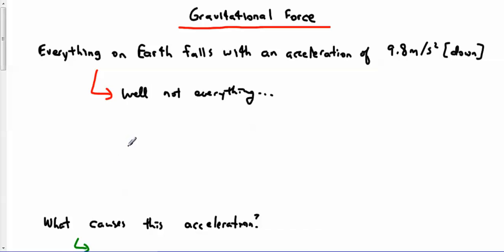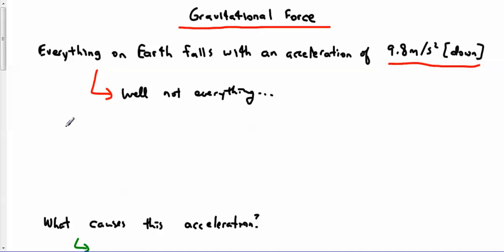All right, let's talk about gravitational force. Everything on Earth falls with an acceleration of 9.8 meters per second squared down. Okay, not everything. There's two problems with that.